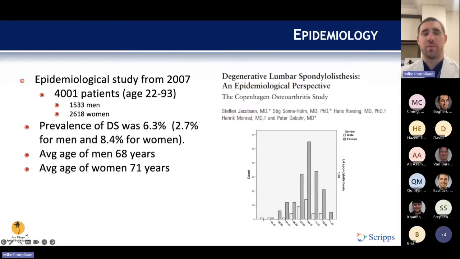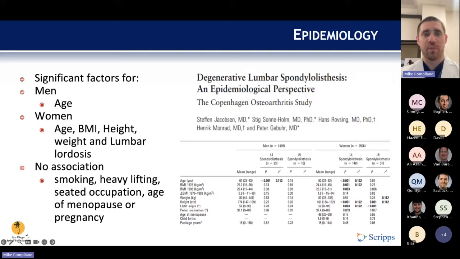This is an epidemiological study from 2007 looking at 4,000 patients aged 22 to 93, the majority women. The prevalence was 6.3% in total, again, much more common in women at 8.4%. The average age was 68 for men and 71 years for women. Significant factors associated with the disease for men was age. For women, it was age, BMI, height, weight, and lumbar lordosis. However, they found no association with smoking, heavy lifting, seated occupation, age of menopause, or pregnancy.